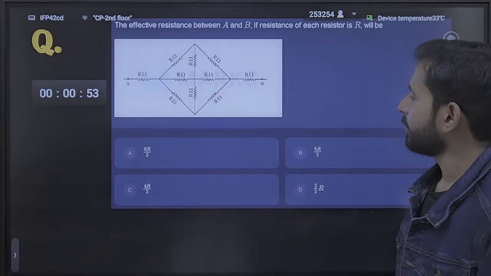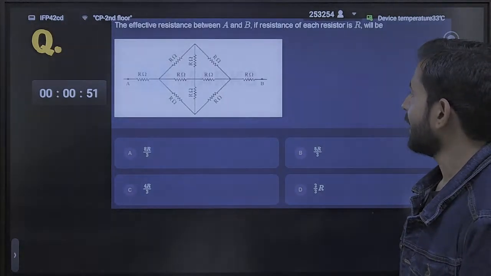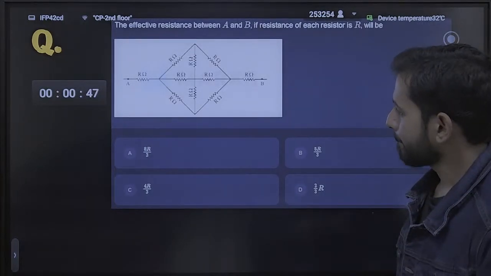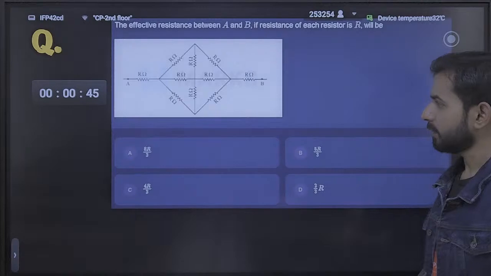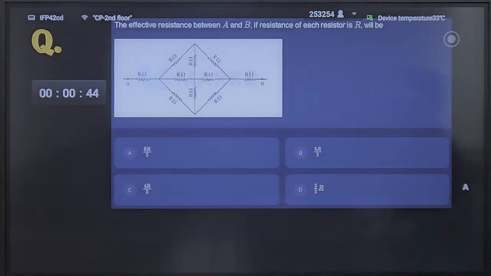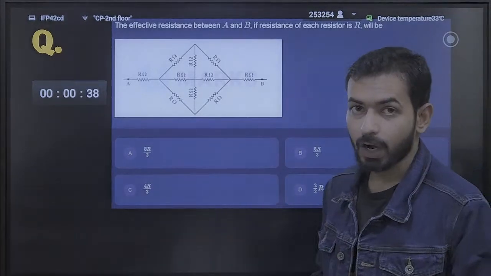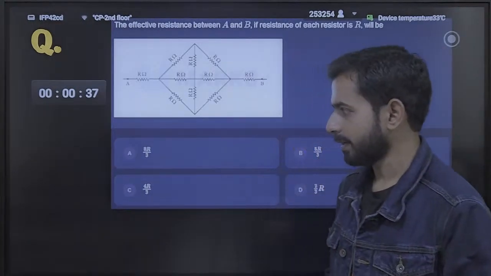Firstly, you have to find the effective resistance between A and B if the resistance of each resistor is R. Calculate the effective resistance. If anyone knows about this circuit, this is a symmetric circuit. How to solve a symmetric circuit, you will learn that.